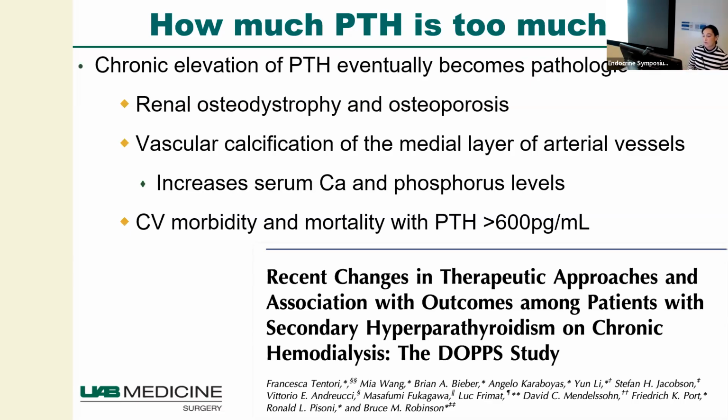And when they corrected for all of the things that you would correct for in a patient with dialysis, which is a lot, you find that the cardiovascular morbidity and mortality is best suited to keep a PTH less than 600. So anything above 600 is not so great for your heart.